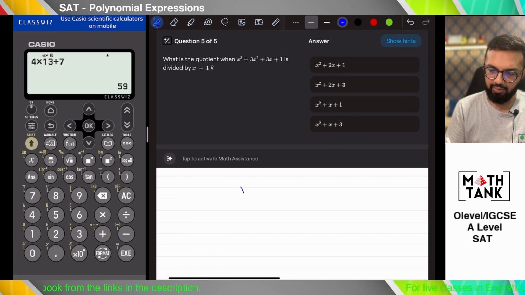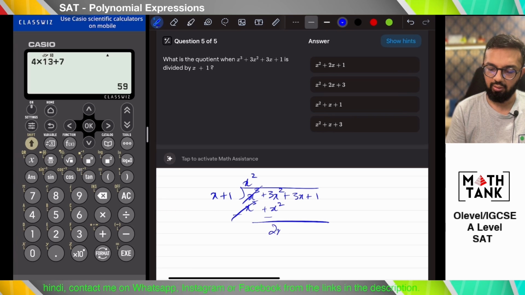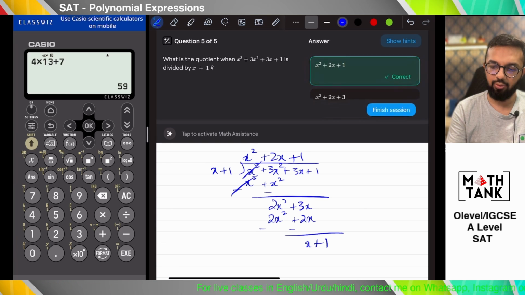Okay, this one is about long division. Let's divide quickly. Plus x squared, subtract 2x squared plus 3x. So 2x squared plus 2x. 1. I think that should be the answer.